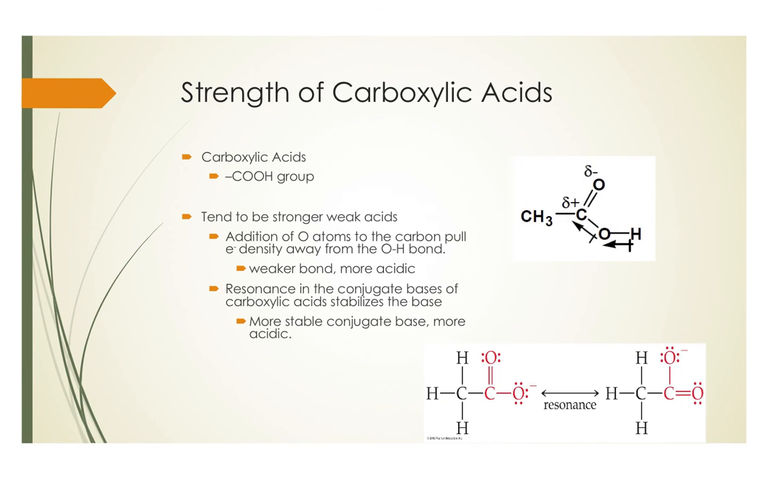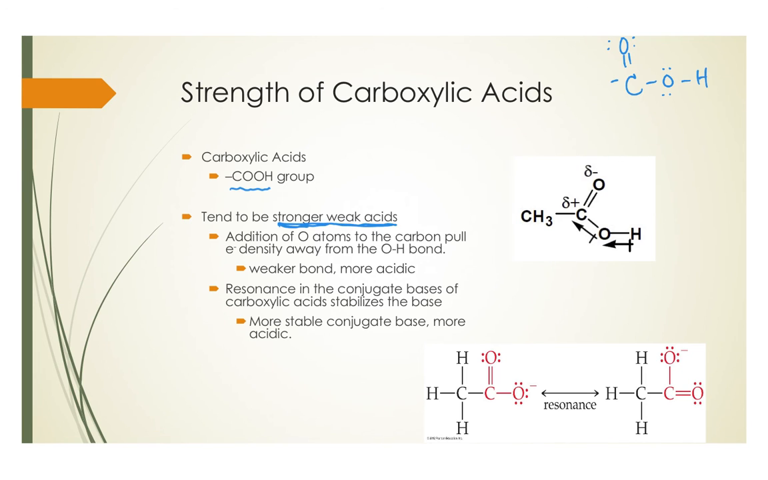All right, the last piece that we have here is to talk about the strength of carboxylic acids. It's been a while since we talked about these, but again, carboxylic acids are substances that have a COOH group on the end of them. And so again, the structural formula for that, the Lewis dot diagram, looks like this. C double bonded O, bonded to an OH. These tend to be stronger acids of the weak acids.